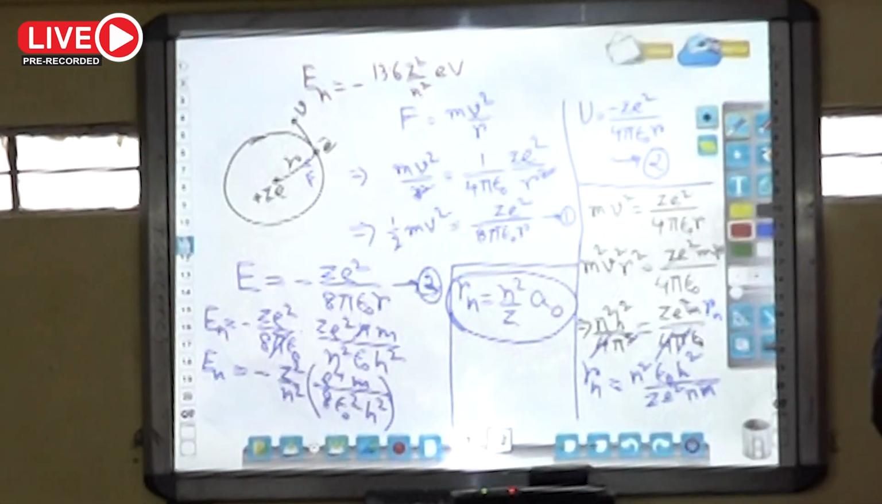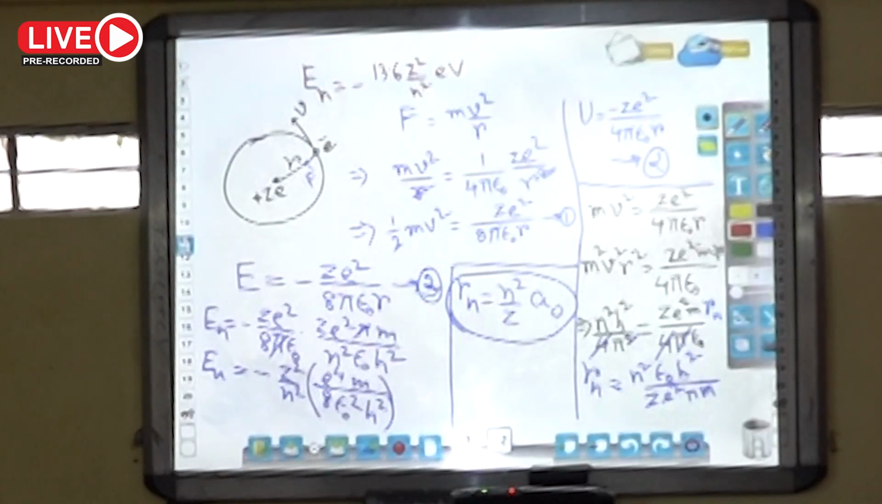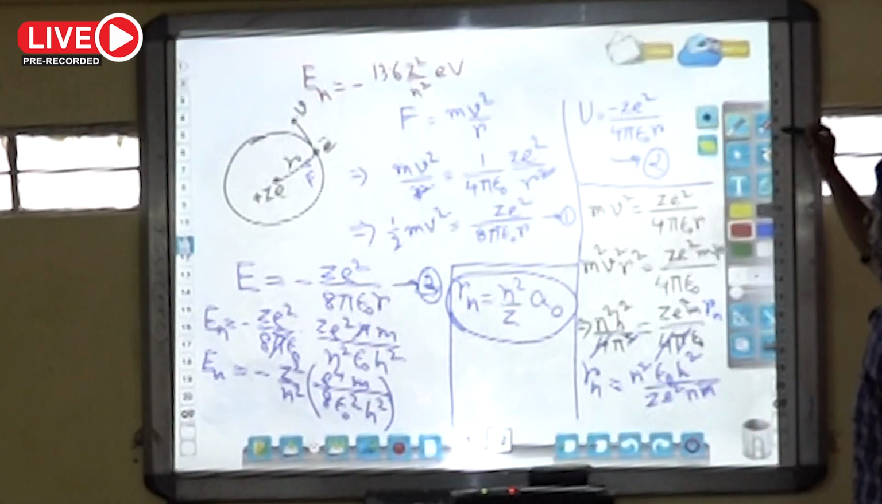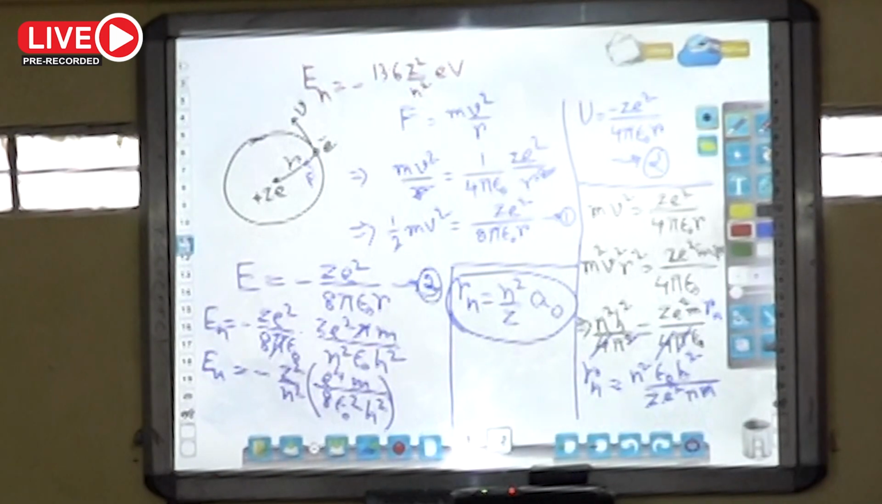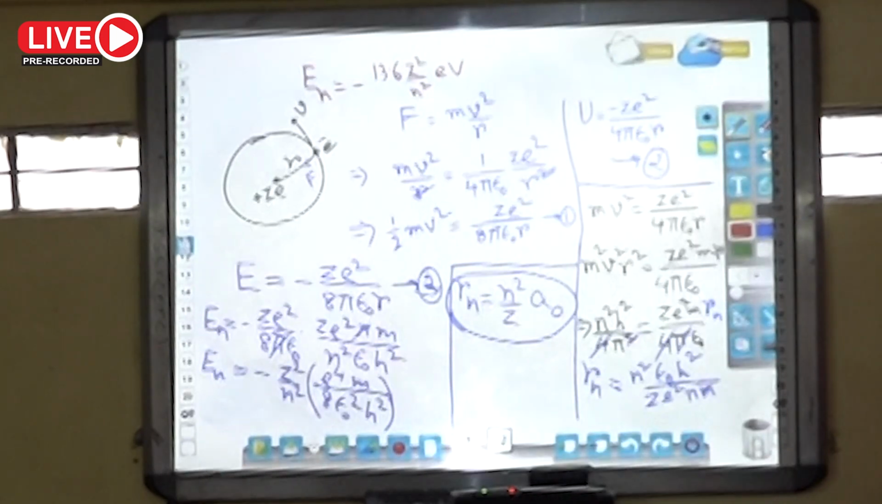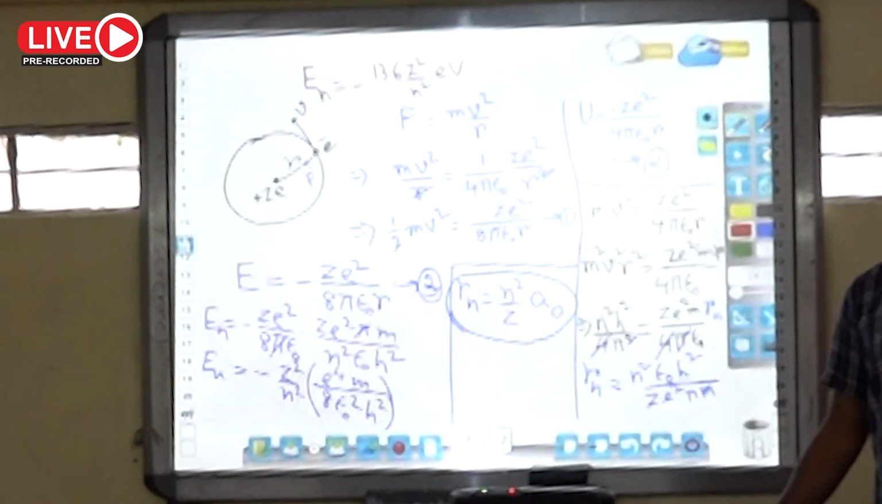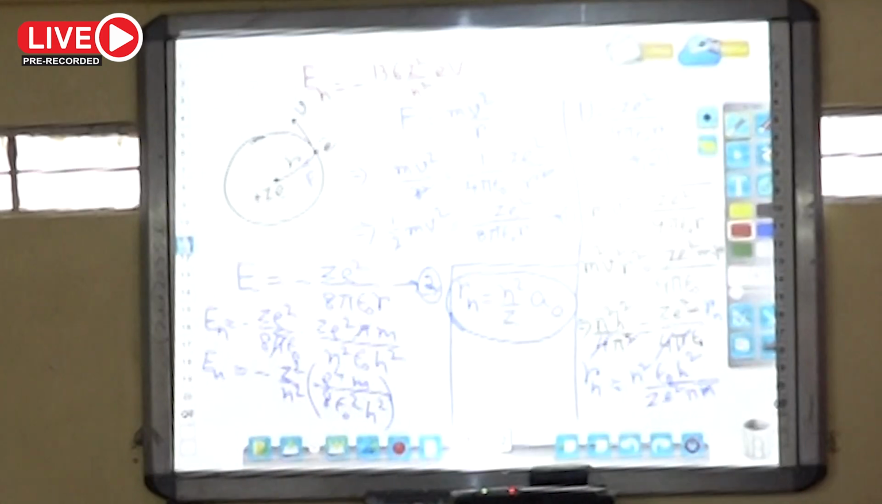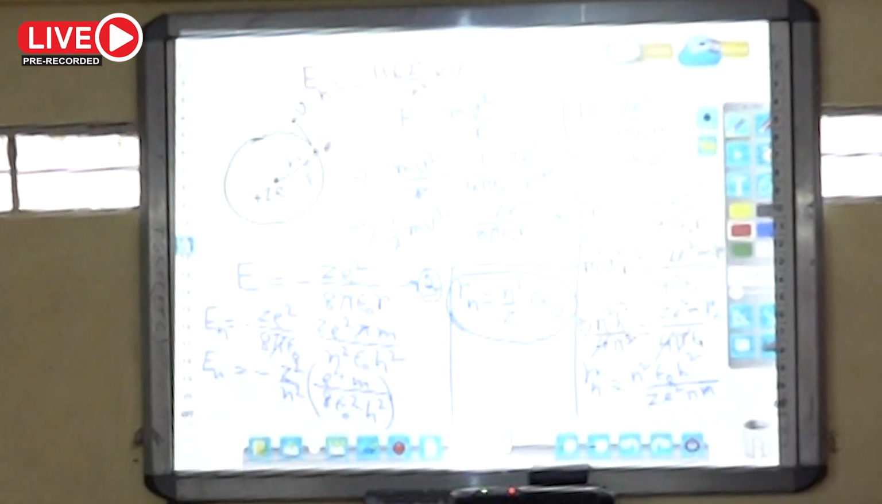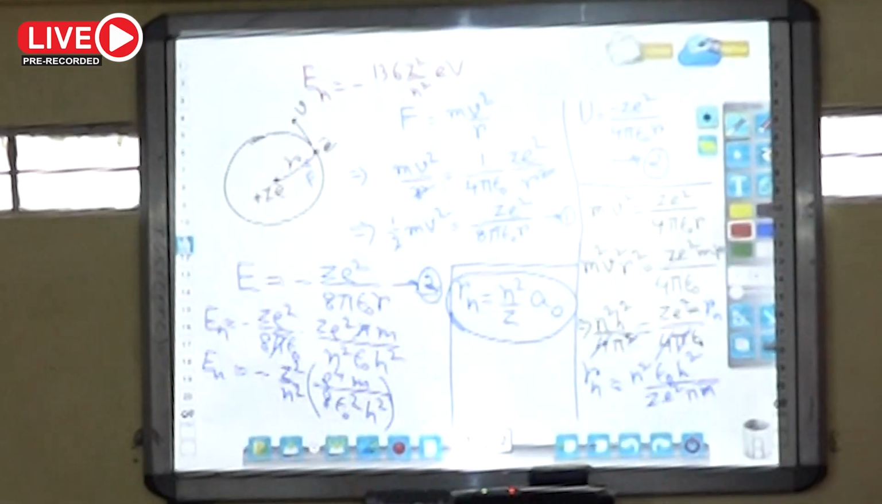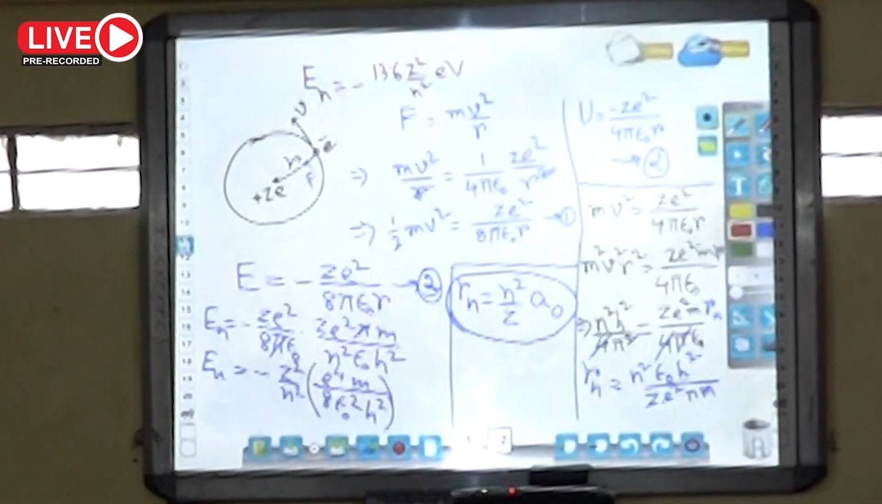Okay, so this one is the entire Bohr atom model. After doing this, we are very much bored. So take a small break, and after that there will be the spectrum portion, and then we will discuss some numerical questions.